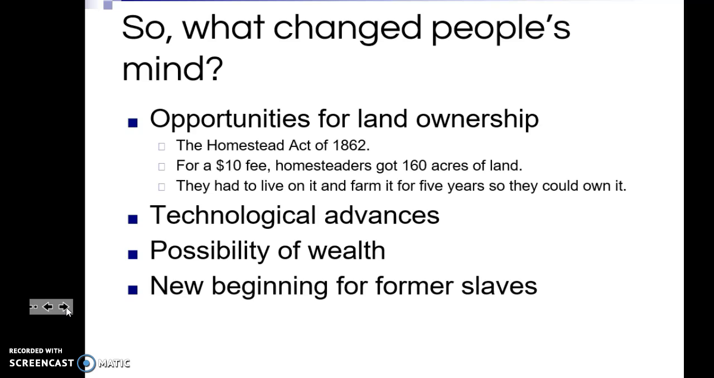Also, it was a new beginning for former slaves, and these former slaves were called exodusters. African Americans after the Civil War wanted a new beginning because they were freed and they wanted to go out to Kansas and Nebraska and make a name for themselves and make a life for themselves as a free man, a free woman. So those are some aspects that changed people's minds. And adventure, having fun, venturing out. And these also tie in to westward expansion, the reasons for westward expansion.